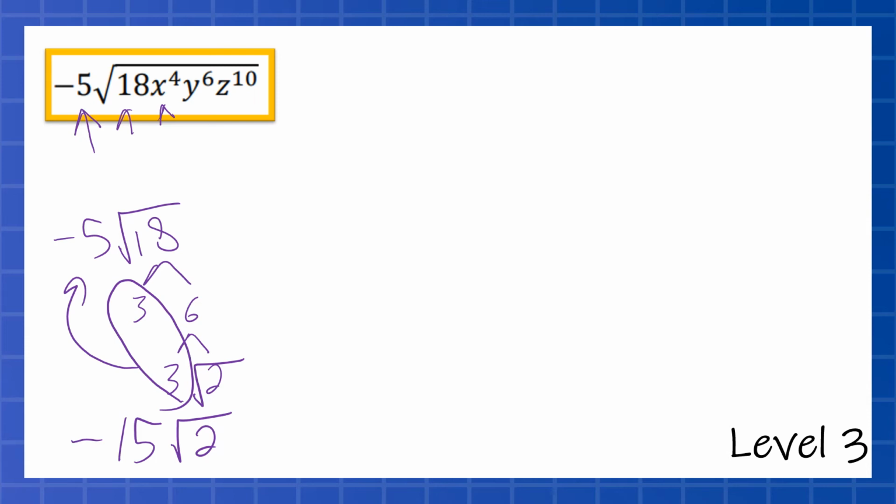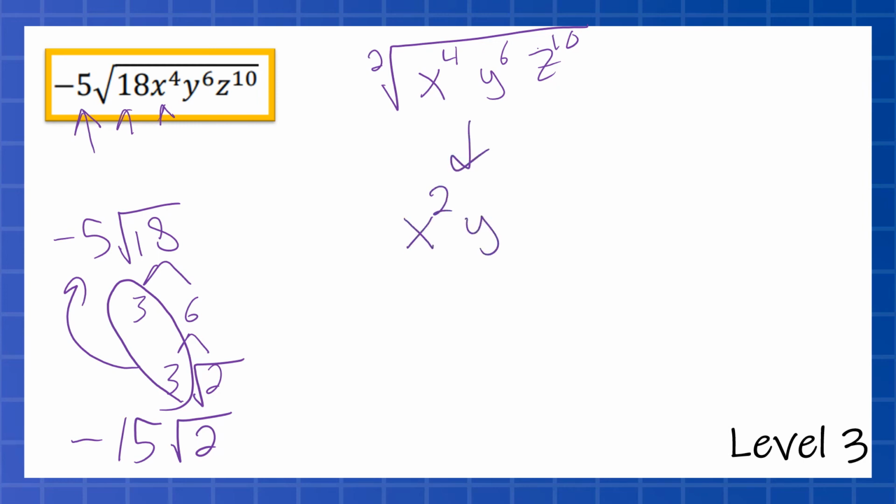When we're doing the square root of something that's even, remember the index implied is 2. So we say, these are all even. How many pairs can I make? I can just divide each of these by the index, or divide each of them by 2. And so that ends up being x squared, y to the third, and z to the fifth. There's no remainder. There's no odd numbers. And so that ends up being beautiful.